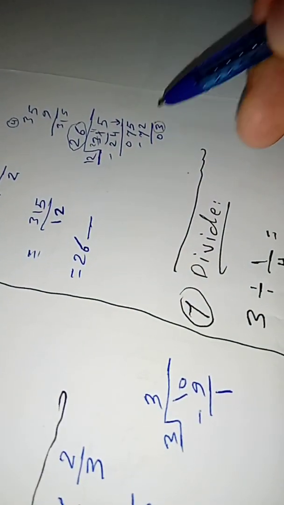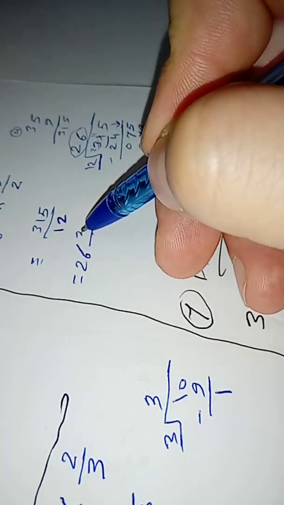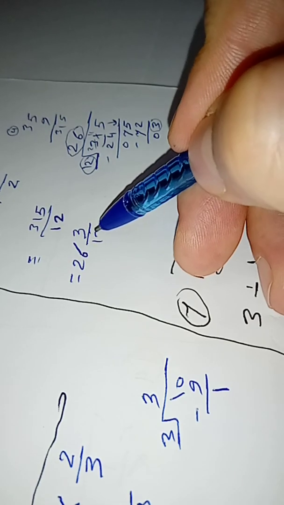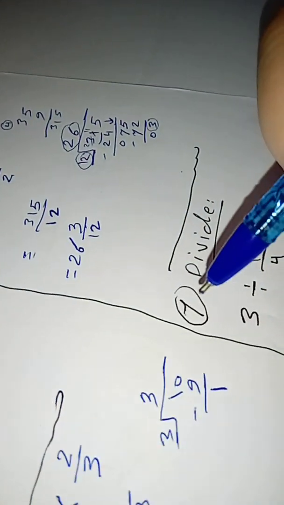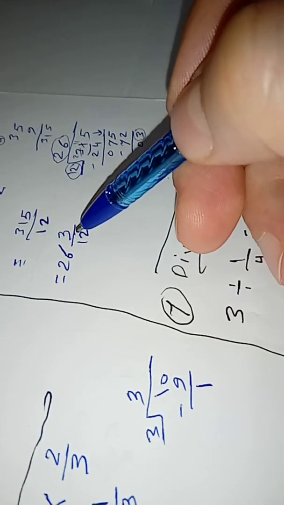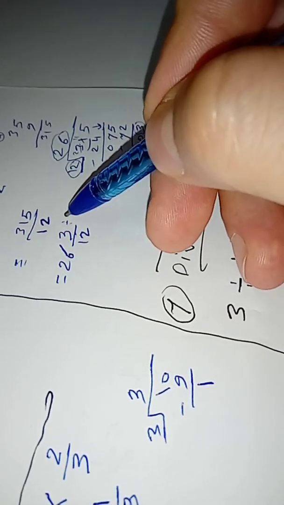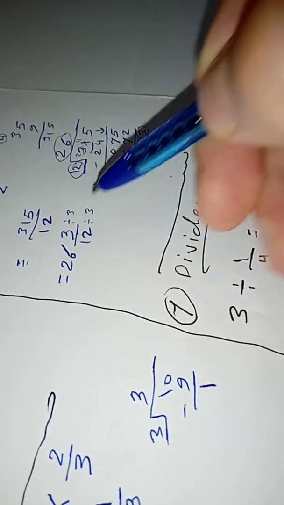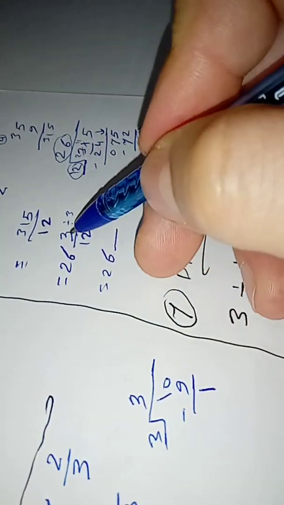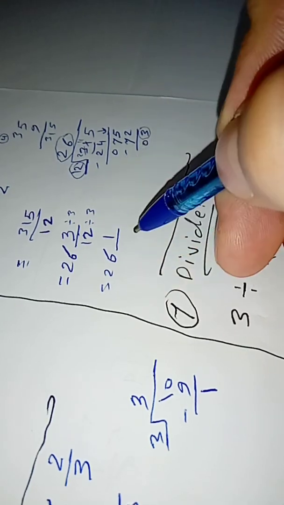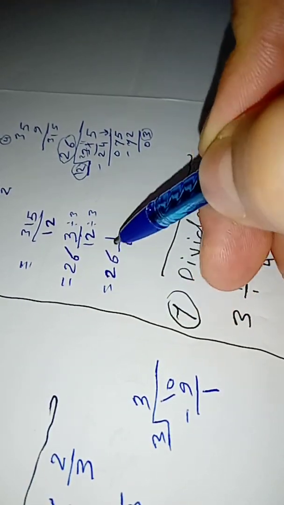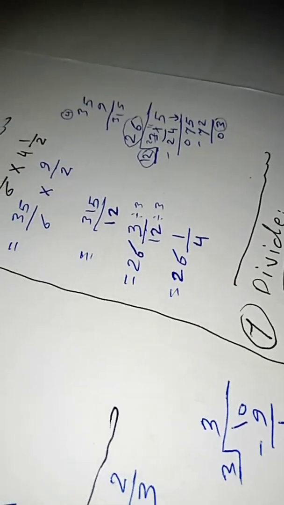And 3, the remainder, will be the numerator. And the divisor here 12 will be the denominator. And here I can do simplest form. Here divide by 3 and here divide by 3. So we can write 26 and 3 divided by 3 will be 1, 12 divided by 3 will be 4. So the last answer here will be 26 and 1 over 4.